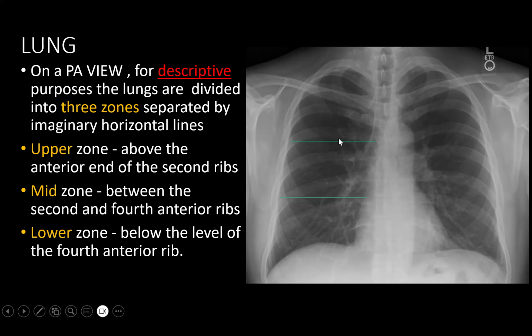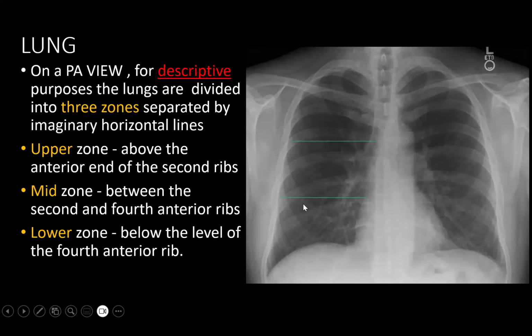The middle zone is between a line joining the anterior end of the second rib and the anterior end of the fourth rib. So, if this was rib number 2, this is 3, this is 4. This is a line passing through the anterior end of the fourth rib. The space between these two becomes the middle or mid zone, and anything below that becomes the lower zone.